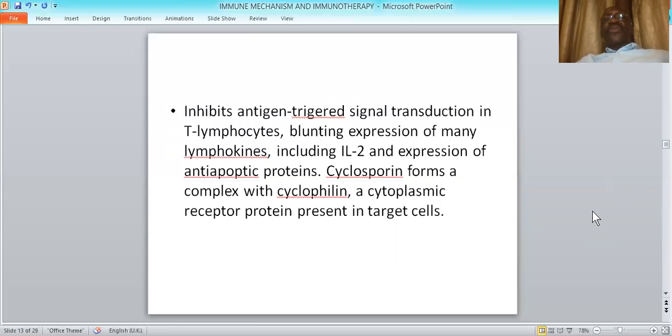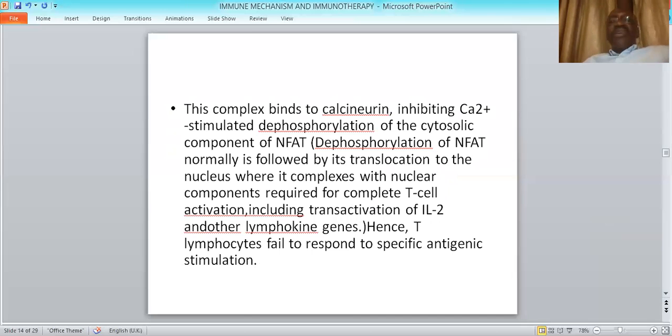When you give cyclosporine to a patient, cyclosporine will inhibit antigen-triggered signal transduction in T lymphocytes. Why is this useful? For example, there is autoimmunity. That is, the person's body is acting against a component of the body. The body is responding to self as if it is non-self.